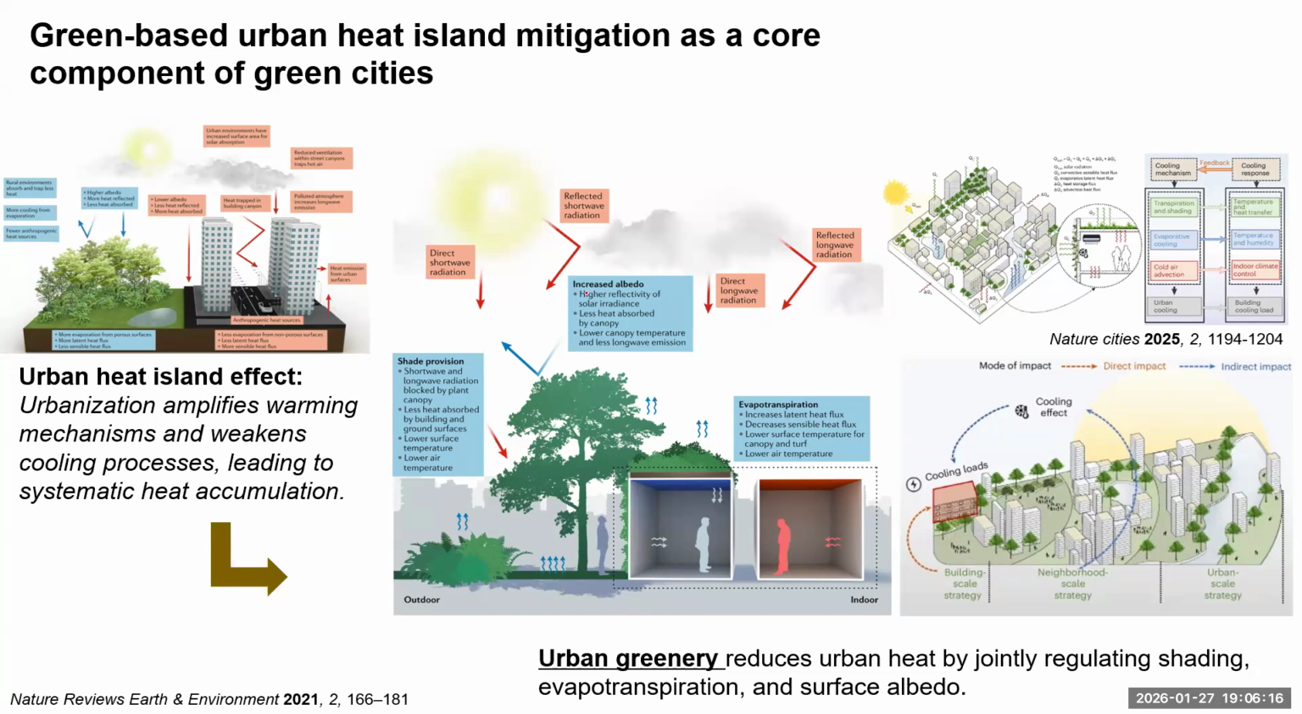So we understand for all construction materials, their surfaces have a high solar reflect index, causing the urban area to absorb or trap heat. So we can see the trees have higher reflectance of the solar irradiance. So less heat will be absorbed by the canopy, and there is lower canopy temperature and less long-wave emissions.